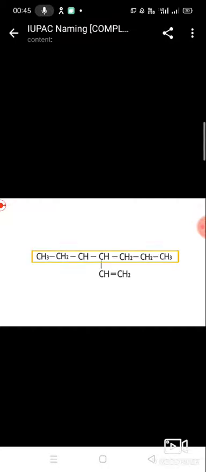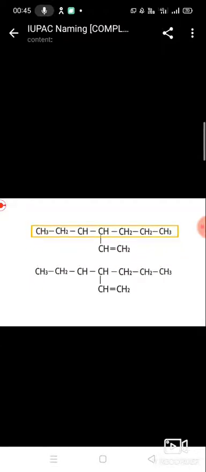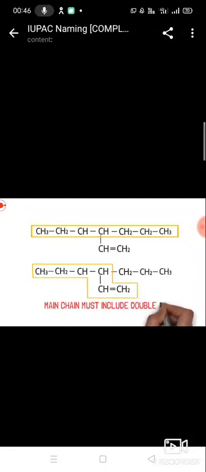So how to select the main chain if it contains a double bond or triple bond as a functional group? How many carbon atoms are there in a straight line? 8 carbon atoms are there in a straight line. 1, 2, 3, 4, 5, 6, 7 carbon atoms are there in a straight line. So when a double bond is there, the double bond should be included in the straight line. So the main chain must include the double bond. So you have to select this as the straight line.